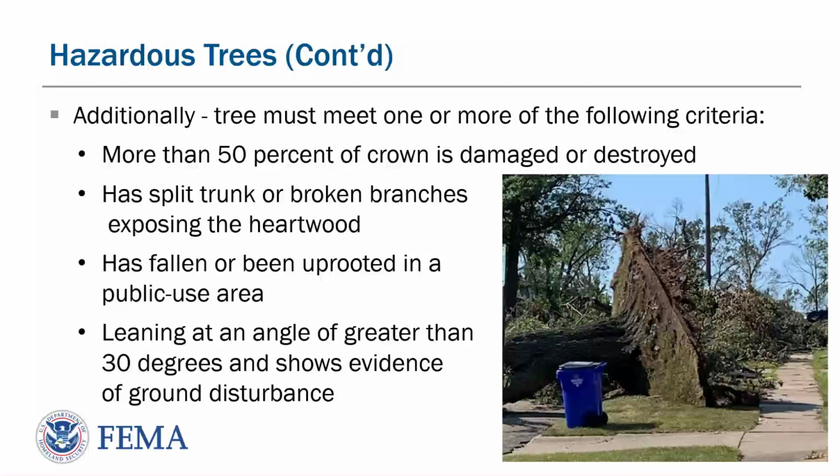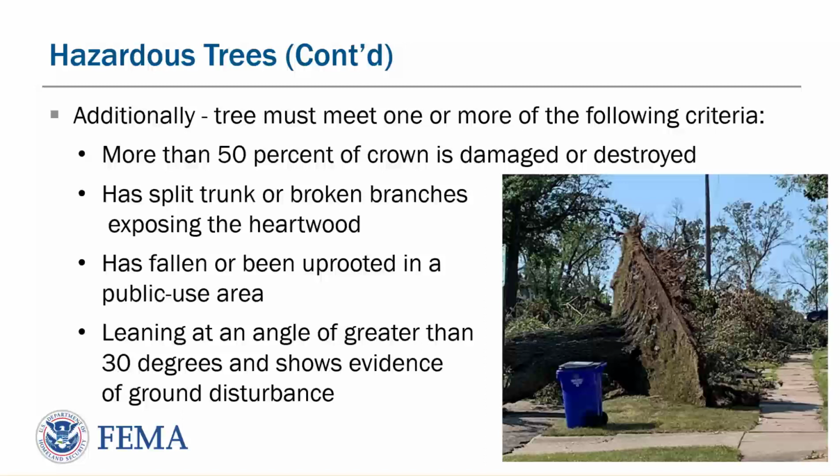So in addition to those criteria, you also have to have one of these other 4 criteria met. More than 50% of the crown is missing or damaged or destroyed. The tree has a split trunk or broken branches that expose the heartwood. It has fallen or been uprooted in a public use area, or it's leaning at an angle of greater than 30 degrees and shows evidence of ground disturbance.